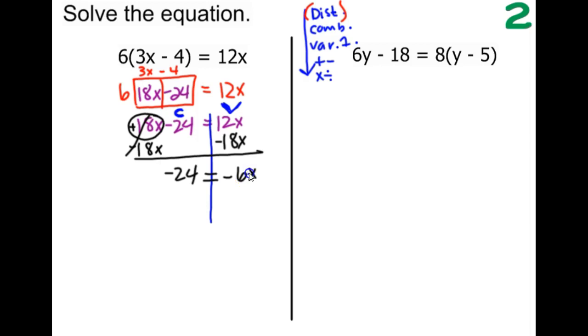And then last, the opposite of multiply is divide. Divide by -6 on both sides. You can't add because this is really multiplied. Two negatives multiply or divide to make a positive, and 6 times 4 is 24.